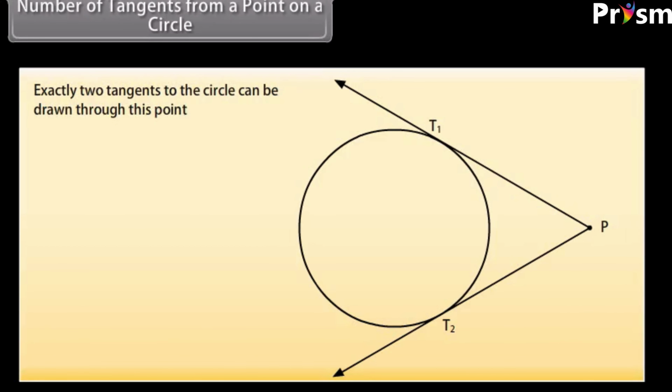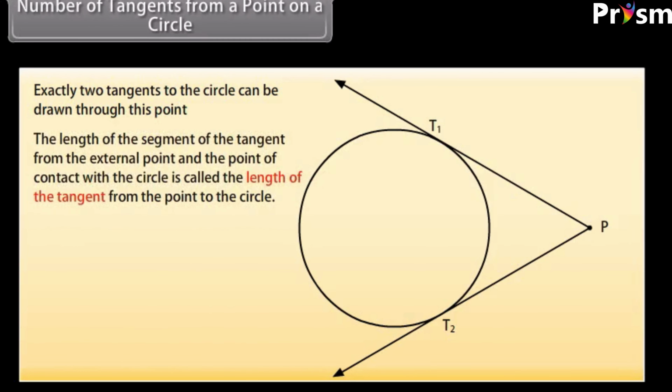We can find that exactly 2 tangents to the circle can be drawn through this point. The length of the segment of the tangent from the external point to the point of contact with the circle is called the length of the tangent from the point to the circle. Here PT1 and PT2 are the lengths of the tangents from P to the circle. The lengths PT1 and PT2 have a common property which we will learn in the next screen.